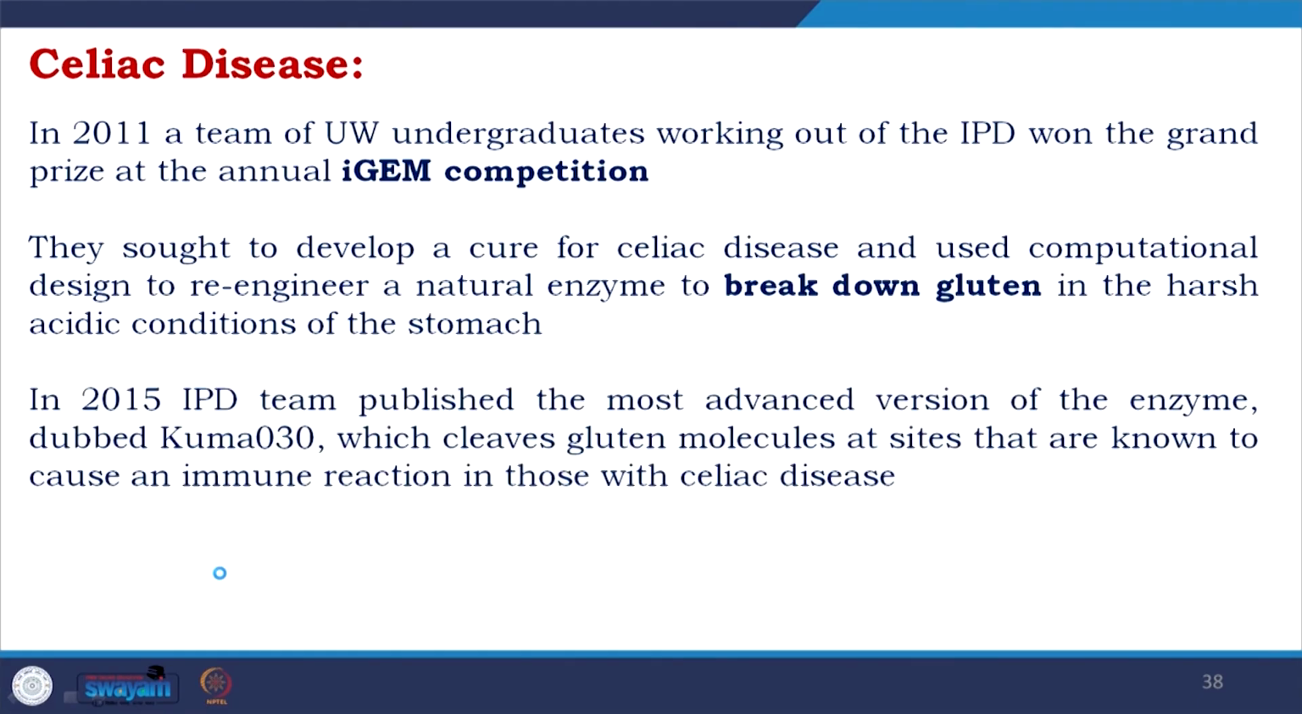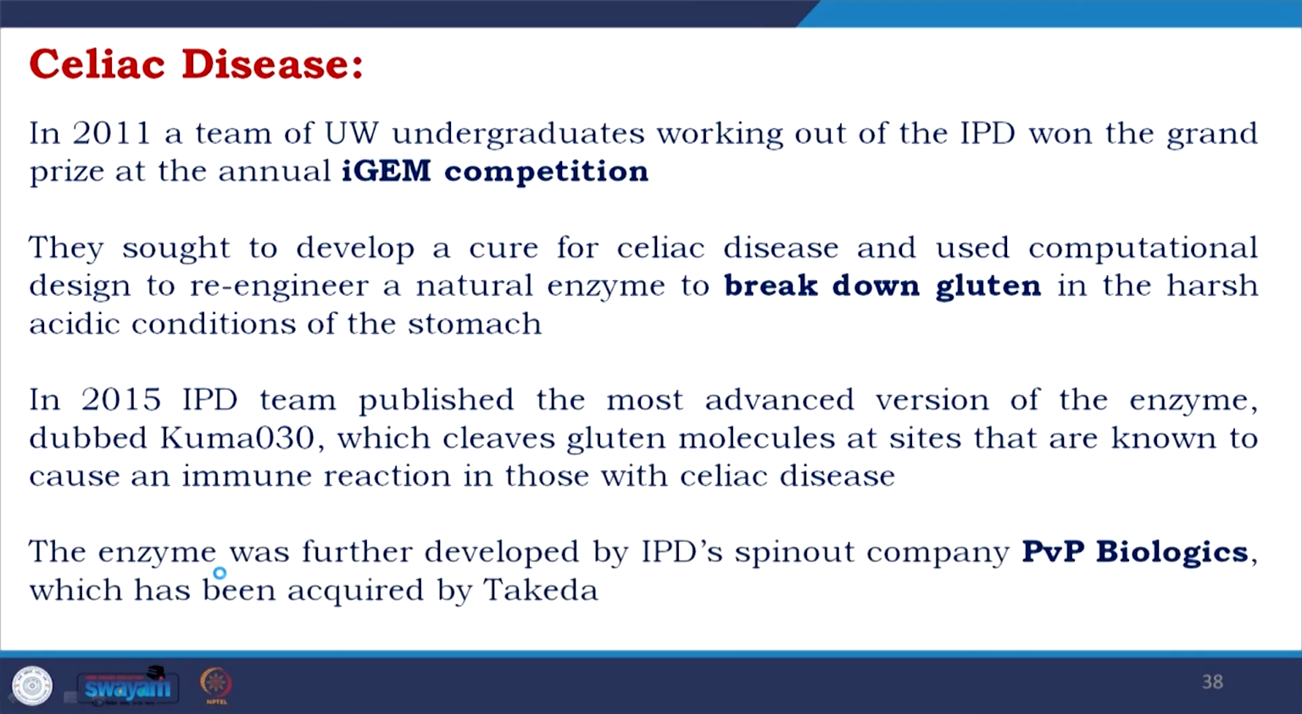In 2015, the IPD team published the most advanced version of the enzyme, dubbed Kuma O030, which clips gluten molecules at sites that are known to cause an immune reaction in those with celiac disease. The enzyme was further developed by IPD's spin-out company PvP Biologics, which has been acquired by Takeda.